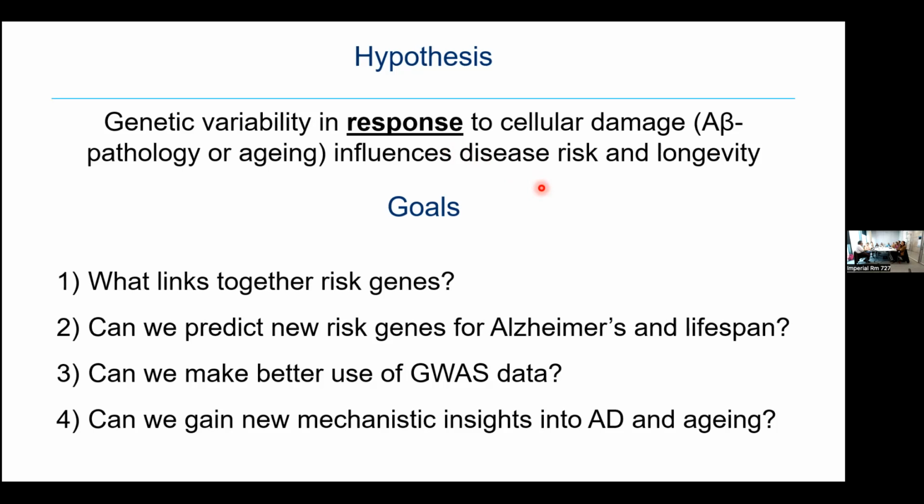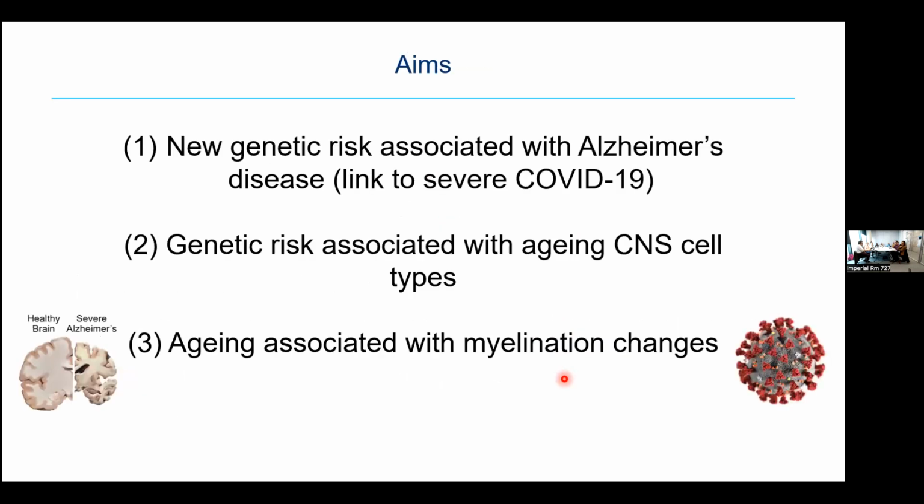And if we can understand those links, can we use that to predict new risk genes for Alzheimer's and for related processes such as aging? These GWAS data sets now, as you know, are absolutely enormous. So can we make better use of that data? Can we mine it in new and clever ways? And then does this give us new mechanistic insights into Alzheimer's and related processes?